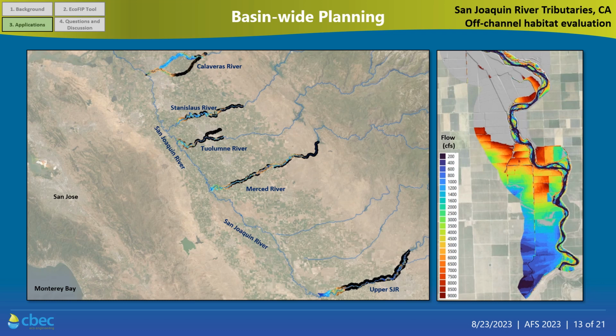So we're looking at hundreds of miles of river between the upper San Joaquin, the Merced, the Tuolumne, Stanislaus, and Calaveras rivers, and really trying to quantify the amount of off-channel rearing habitat that exists under existing conditions, and trying to think how that's going to change in the future when we're looking at climate change. This is a snowmelt dominated system for most of these tributaries, and the hydrology is going to be shifting dramatically as a result of climate change.